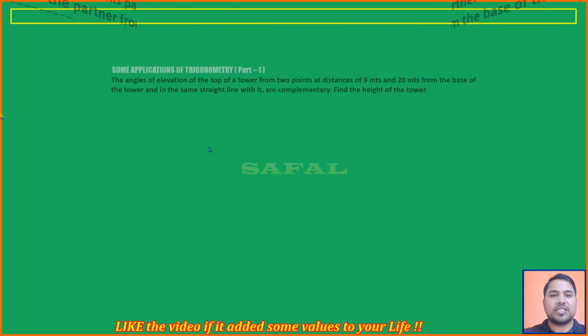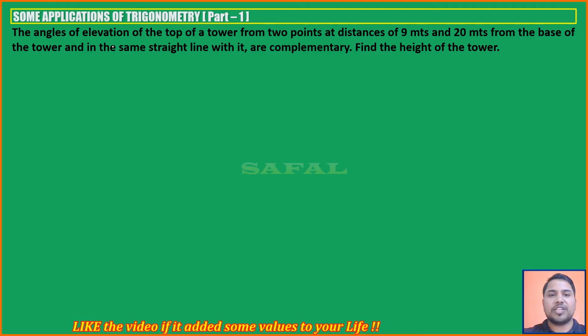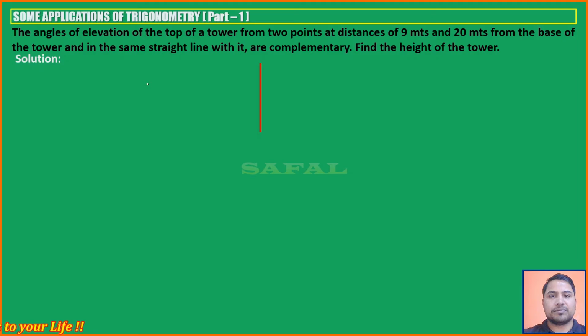The next question we have on the screen. The angle of elevation of the top of a tower from 2 points at distances 9 meters and 20 meters from the base of the tower and in the same straight line with it are complementary. So find the height of the tower. So let us visualize the situation. I have taken a tower here, red in color. Now 2 points are there. One is at a distance of 9 meters. From there, let's say the angle of elevation is theta. And from the second point, it is complementary, that is 90 minus theta.